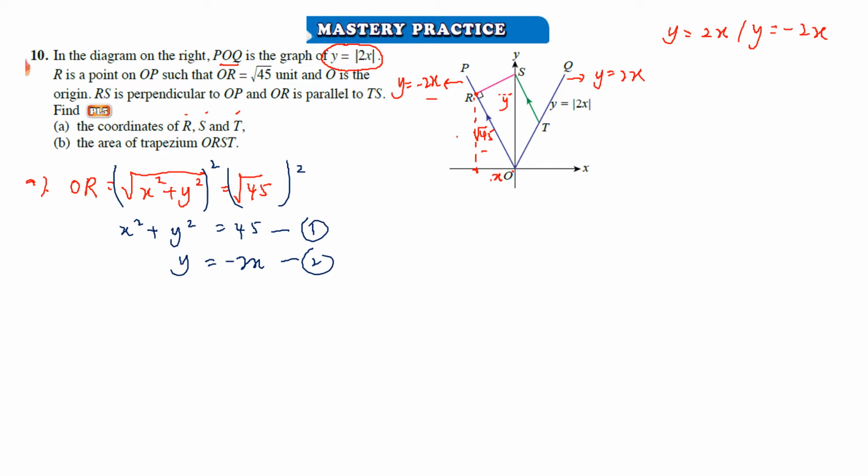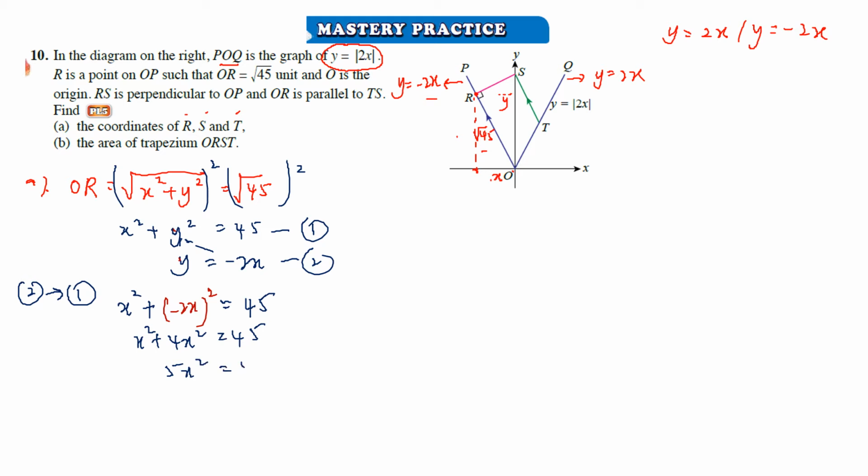So we can solve simultaneously, substituting 2 into the first one. Okay, so x squared is the same, but now we substitute y with negative 2x in y squared, equals 45. So we simplify, we get x squared plus 4x squared equals 45. So 5x squared equals 45, and x squared equals 9. So x will take positive or negative 3.